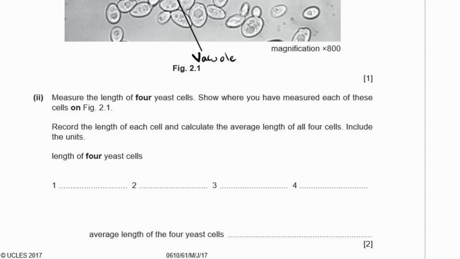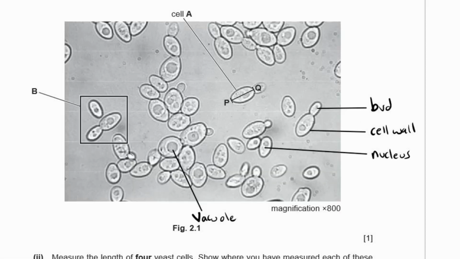2. Measure the length of 4 yeast cells and show where you have measured each of these cells on figure 2.1. Record the length of each cell and calculate the average length for all 4 cells and include the units. So we write down the length of the 4 cells here, but we have to make sure we draw it on the photograph. There's a little bit of give when it comes to these measurements, because the examiner probably won't measure all 4 cells, but they might. They actually might. So I'm going to measure this one.